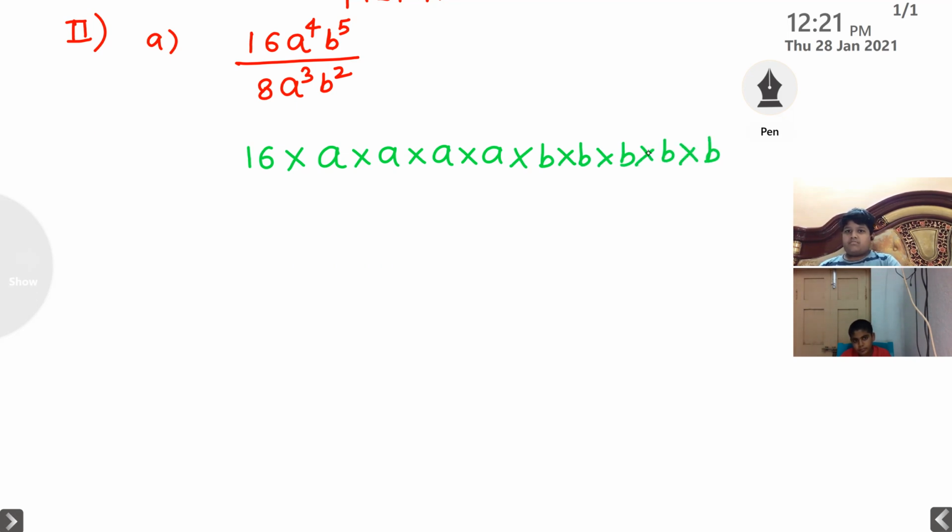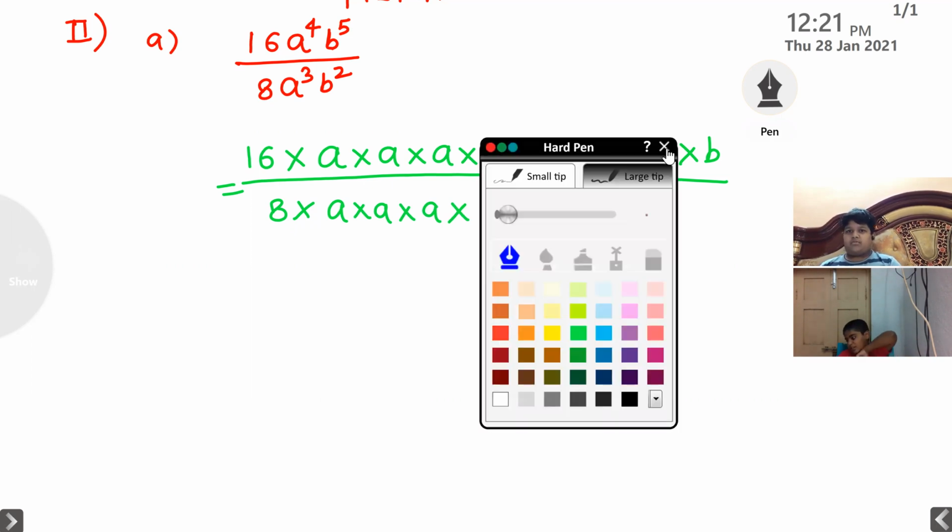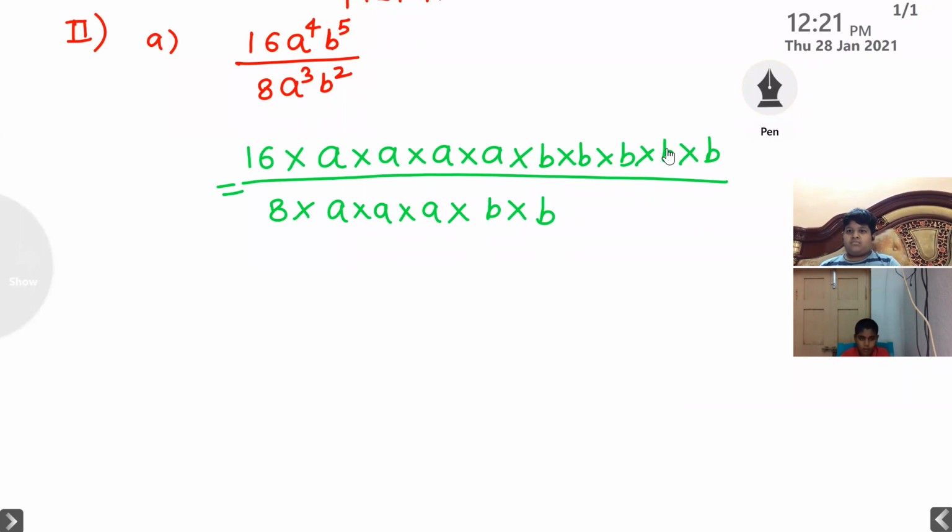I hope up to now everyone is clear. Upon 8 I will write as it is, into the denominator, how many a is there? 3a: a into a into a, and b, how many are there? 2b: b into b. Now I want to do cancellation. Concentrate here, everyone. First I have to divide constant term. 8 ones are 8, 8 twos are 16, right? Next, 1a cancel, second cancel, third cancel. Next, 1b cancel, second b cancel.